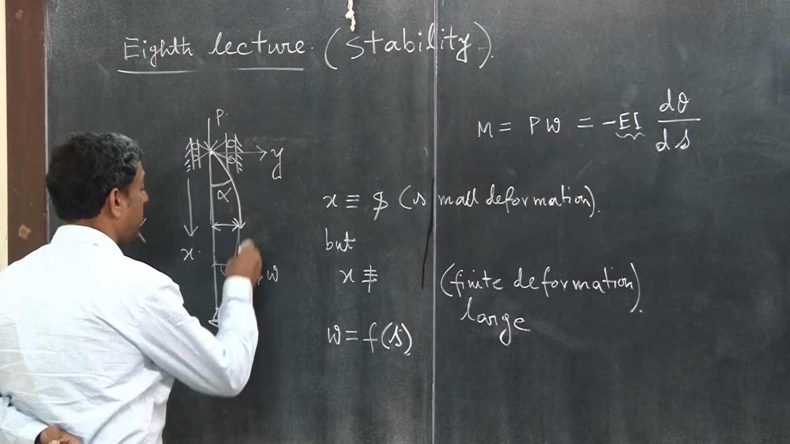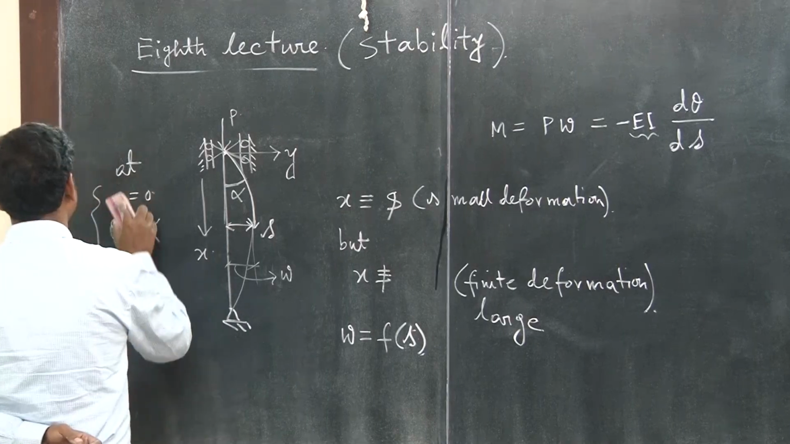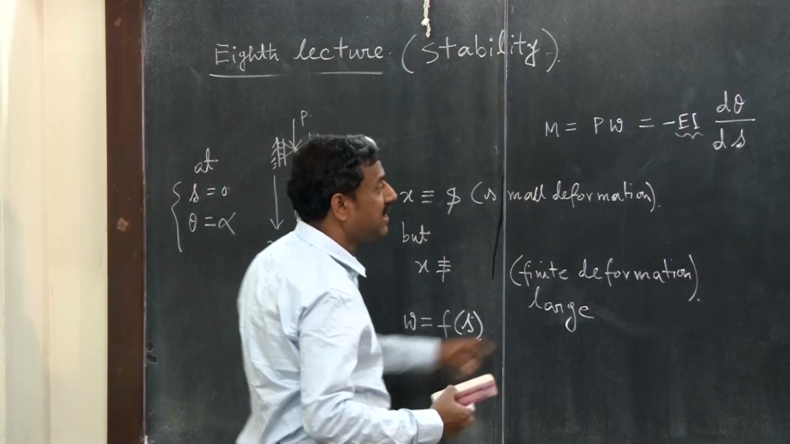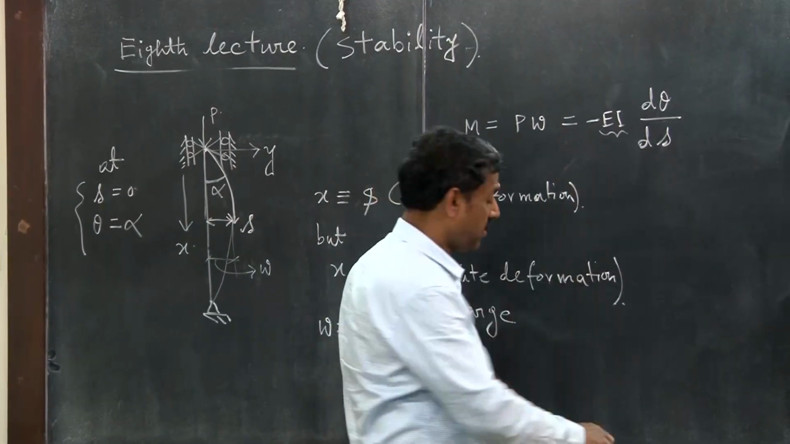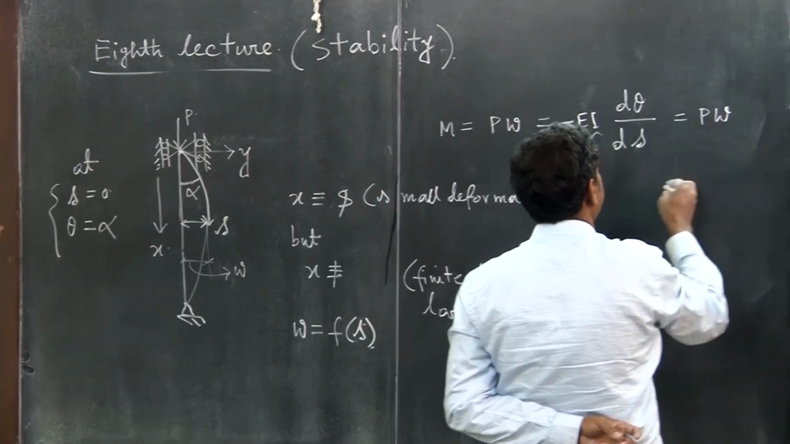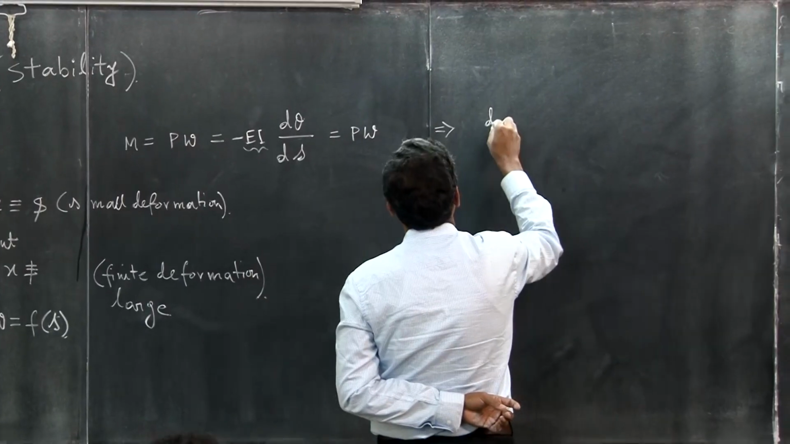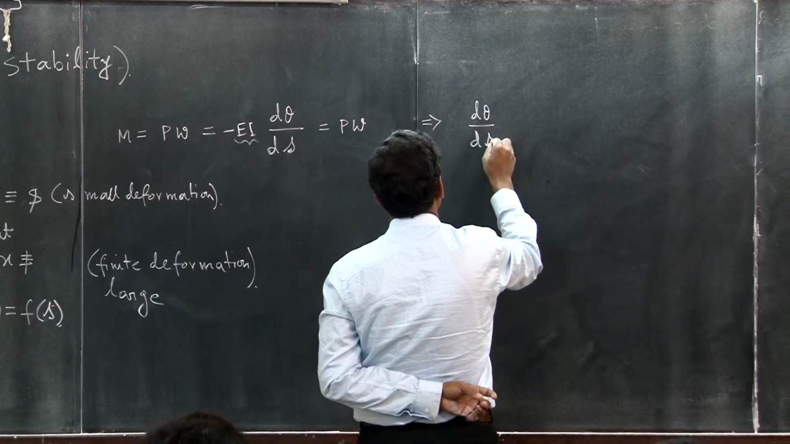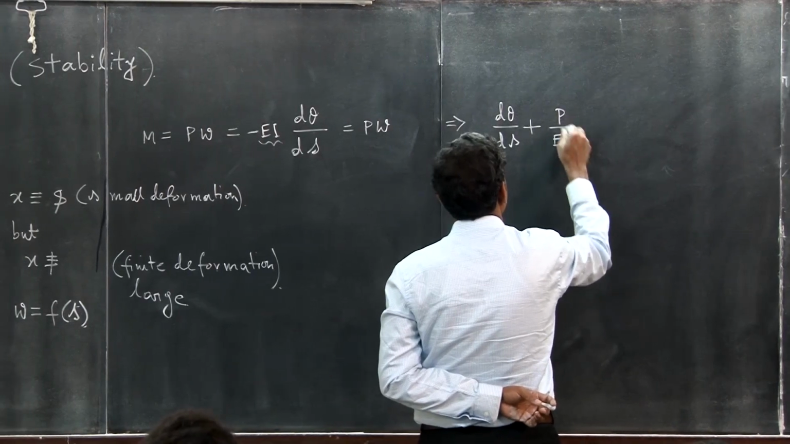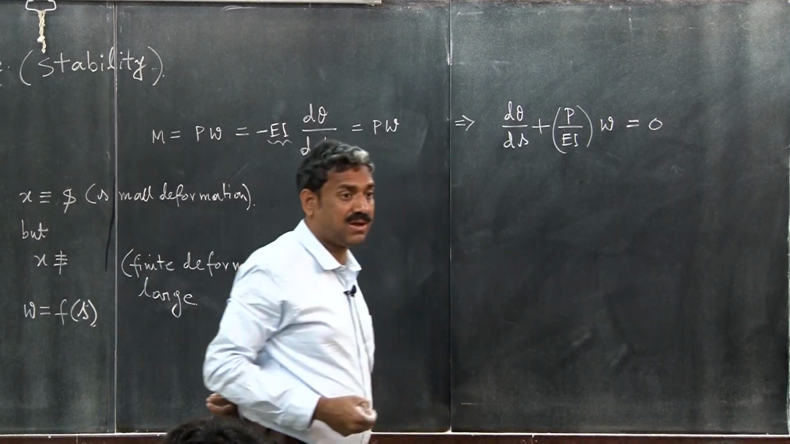Let us write this small s, okay? So d theta ds, you understand this is perfect, right? Then this one is nothing but P into w. So now from here we get d theta by ds plus P by EI w is equal to 0. That is the governing equation, right?